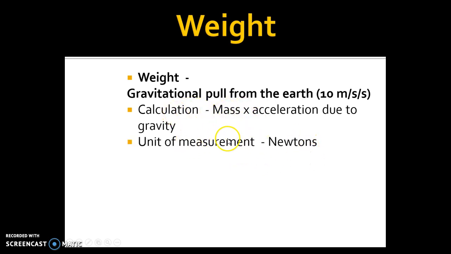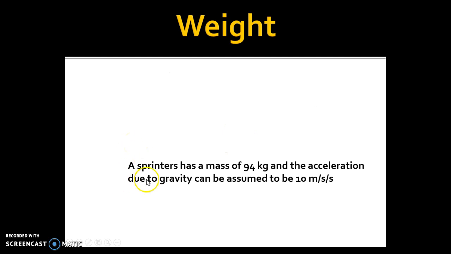Now what we need to do from here is have a look at the following. If we put this on now, you can just have a quick go at working it out. A sprinter has a mass of 94 kilograms, and the acceleration due to gravity can be assumed to be 10 meters per second per second. So your job now is to see if you can work that out. Obviously, it's pretty straightforward. Weight: 94 kilograms times 10 meters per second per second equals 940 newtons. Okay, so there's your calculations.